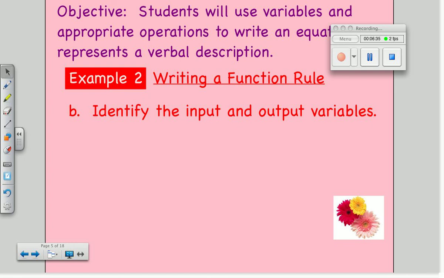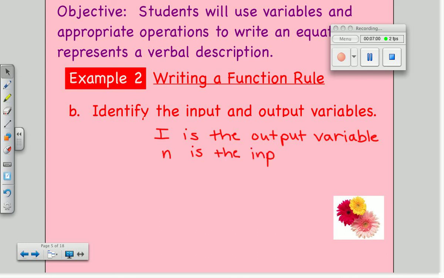So, identify the input and output variables. I just explained that. So I is the output variable. N is the input variable. Okay.